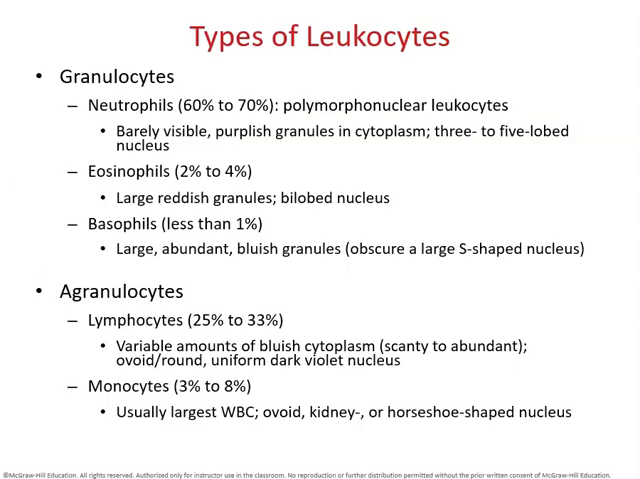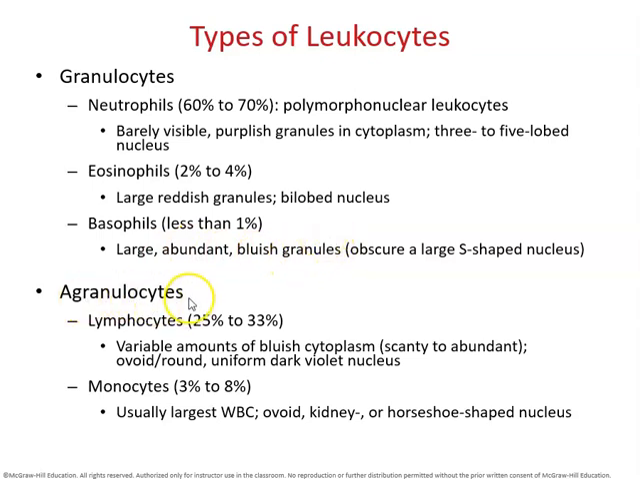There are two types of leukocytes. One is granulocyte, which has granules in the cell. The other one is agranulocyte, which does not contain granules in the cell. Granulocytes have three subtypes: neutrophil, eosinophil, and basophil. Neutrophil granules are barely visible. Eosinophil contains large reddish granules. Basophil is large, abundant, with bluish granules.